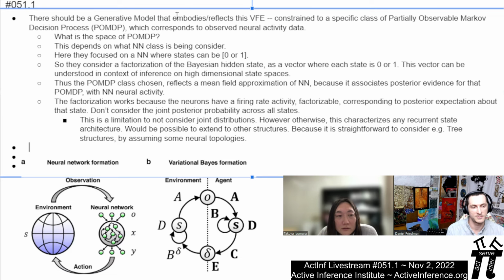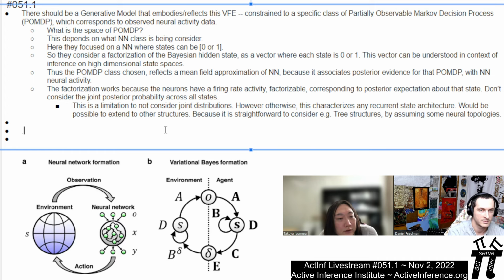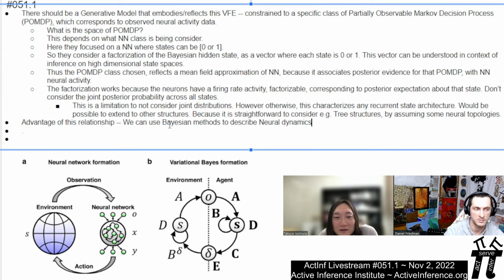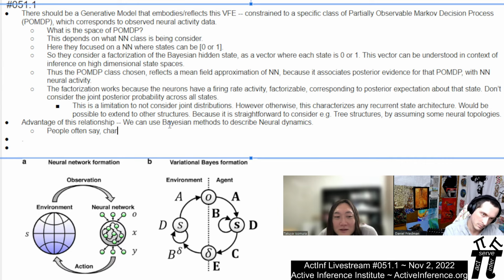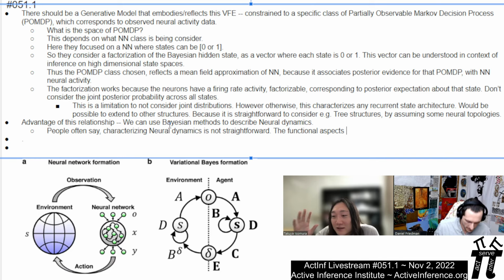Yes, that's an important point. For example, a virtue of this relationship is that we can use the knowledge of Bayesian inference to explain neural activity, neural dynamics, which is crucial because people often say that characterizing neural dynamics is not straightforward. We may obtain some solution of neural net dynamics, but the meaning of that dynamics in terms of functional aspect is very unclear. We don't know the meaning of connectivity strengths, matrices, and what is the meaning of the threshold factor, and so on.